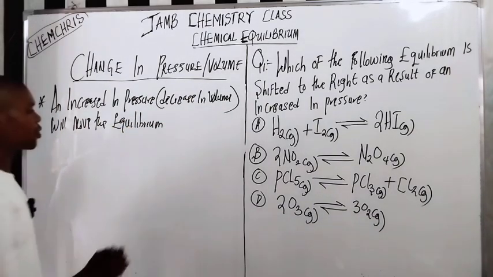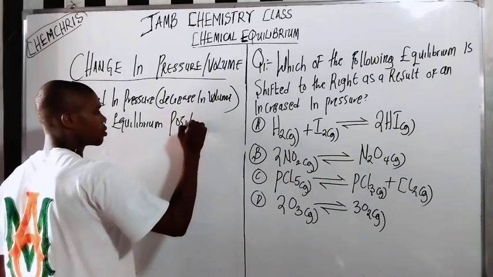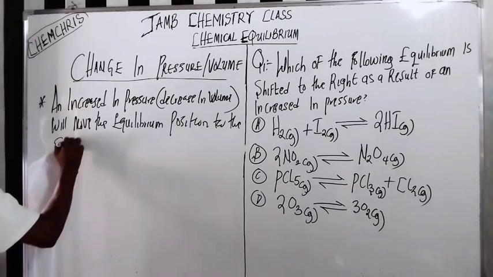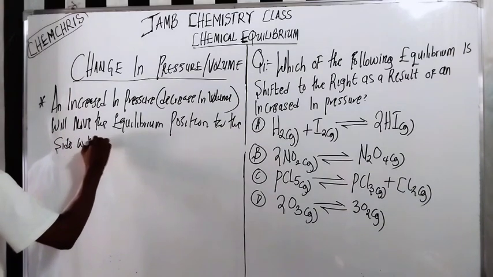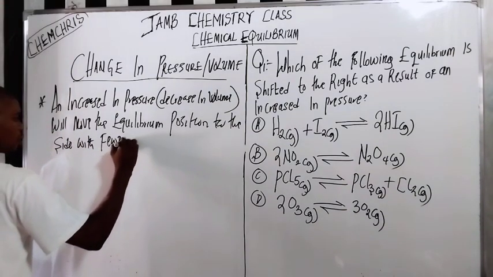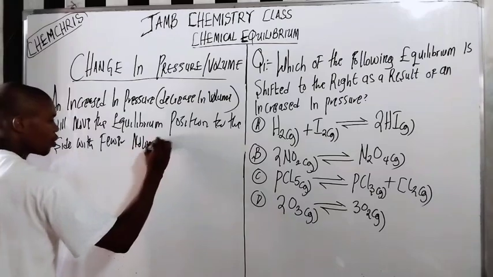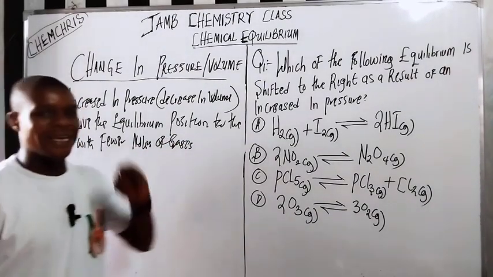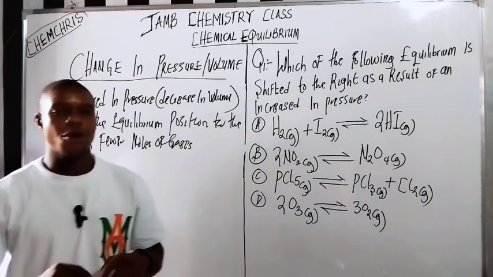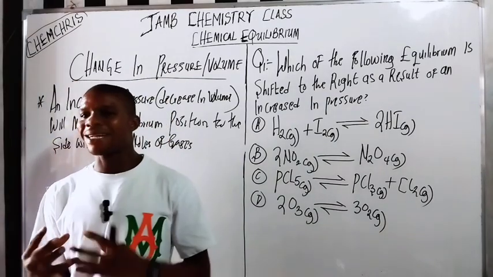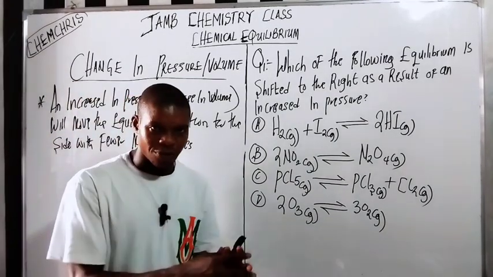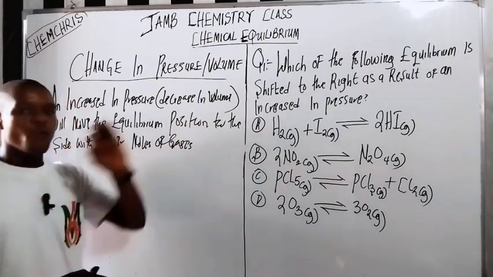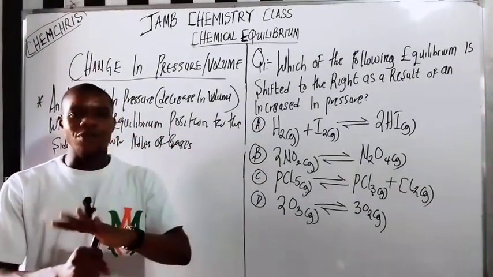We move the equilibrium position to the side with fewer moles of gases. Very important here. So now, whenever you increase pressure, pay close attention here. Whenever you increase pressure, you also talk about a decrease in volume, right? So an increase in pressure will cause the reaction to move to the side with what?